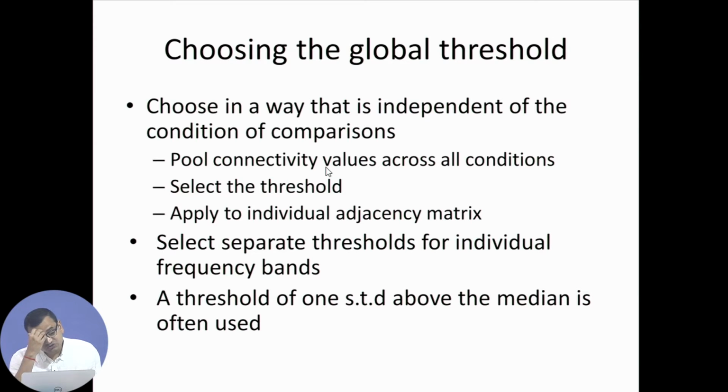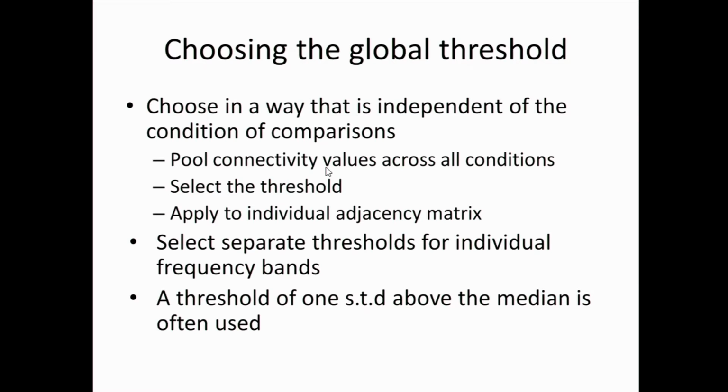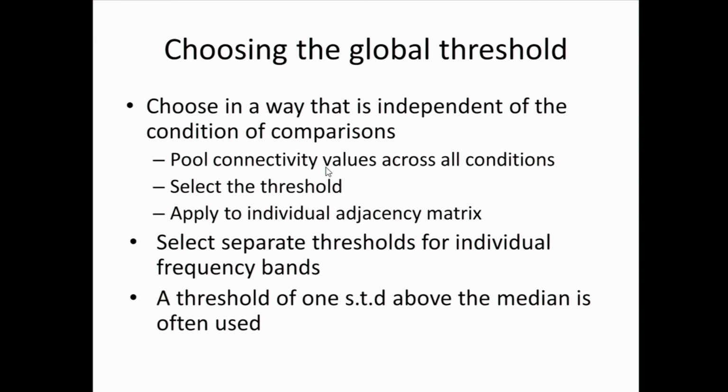So how to choose? First of all, a general suggestion: if there are different conditions in your data, you should choose a threshold in a way that is independent of the condition comparisons. How can you do that? You pool your connectivity values across all conditions, then you apply the threshold based on the overall distribution, and then you apply it on the individual adjacency matrices.